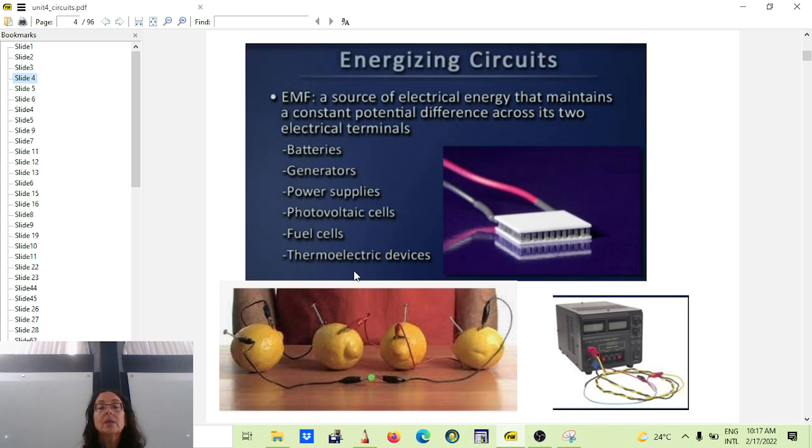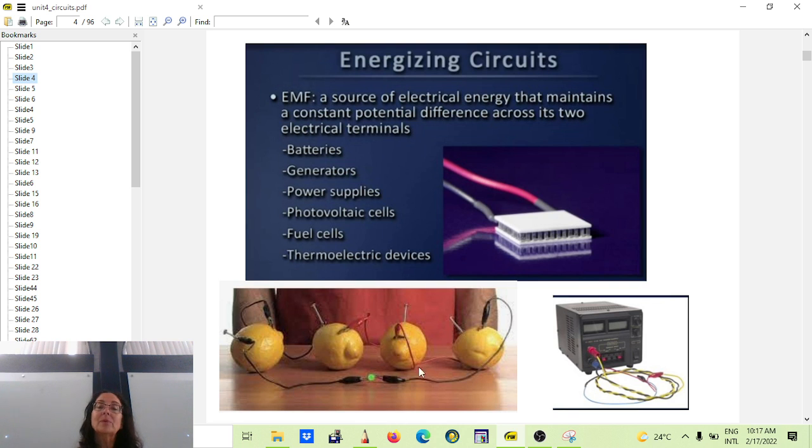You can use two metals at different temperatures, which will also provide some voltage. You can use pressure, like in the old wristwatches with quartz. If you squeeze a crystal, it will provide voltage, right? You have different ways to do it.